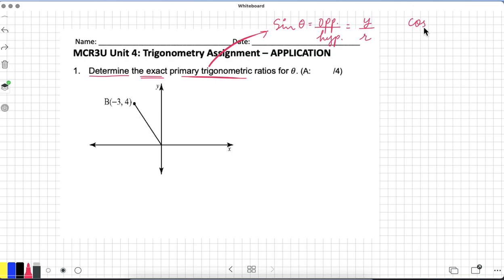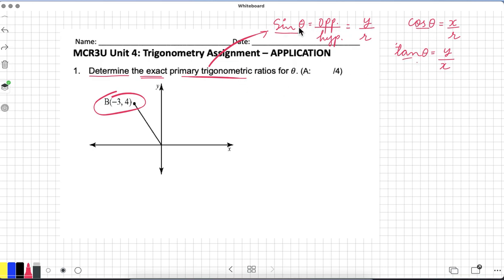And what about the cos here? We know the formula for the cos is adjacent over hypotenuse, but since the point is given in our question, the formula is going to be x over r. And for the tan, the formula is y over x. So these are the formulas, the primary trig ratios: sine, cos, and tan.